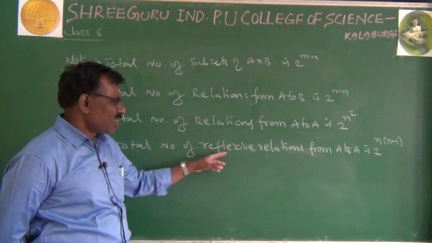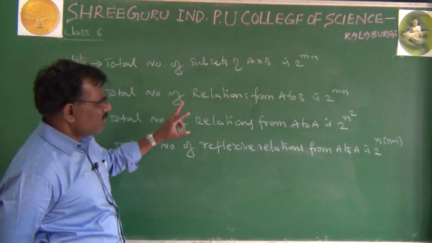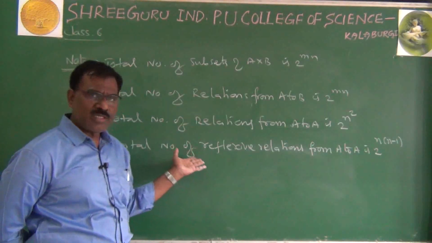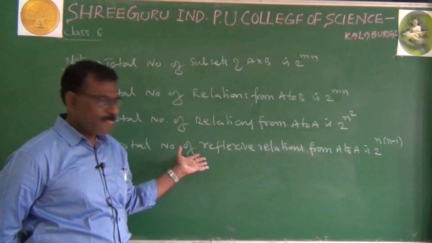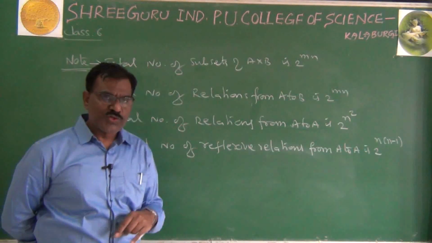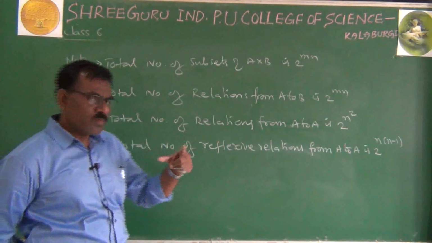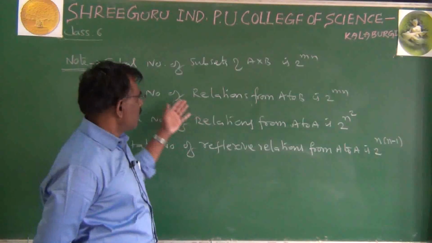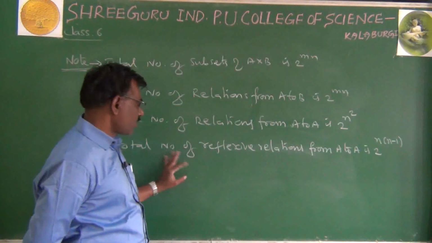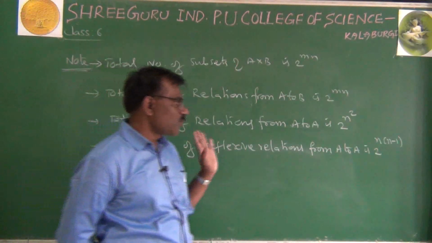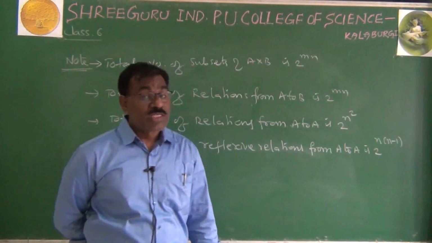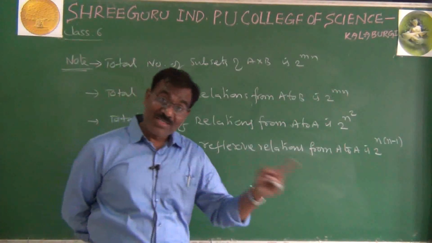But in theory these three are there, and this is the CET point only. Even the first three, they will ask as one mark questions. The total number of relations from set A is asked, and this also is a possibility. The number of reflexive relations from A to A is 2 to the power n into n minus 1. What is n? The number of elements in the set A.